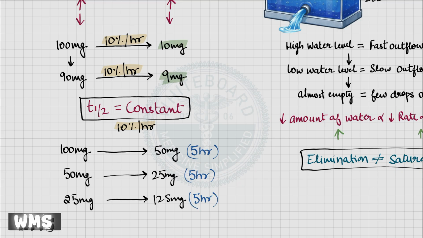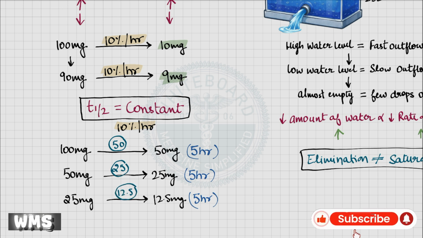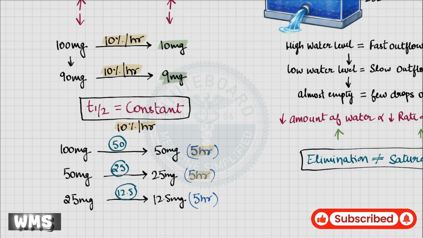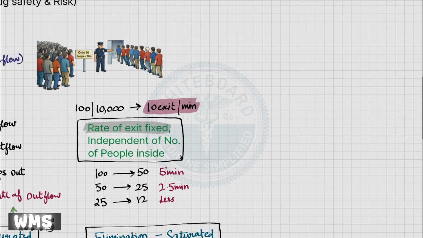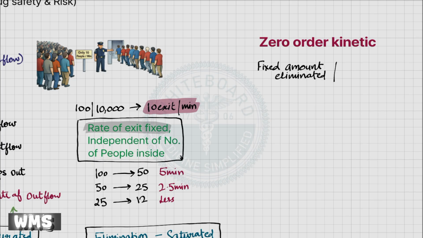So, although the amount of drug eliminated in each interval keeps changing, the time required to reduce the drug level by half does not change. And the second example explains zero-order kinetics, where a fixed number of people can exit per minute. In the same way, a fixed amount of drug is eliminated per unit time.